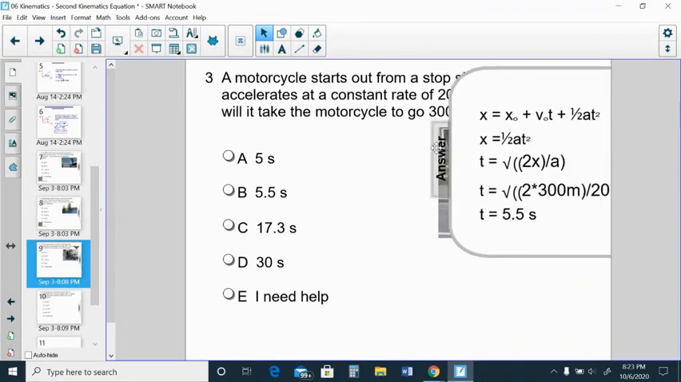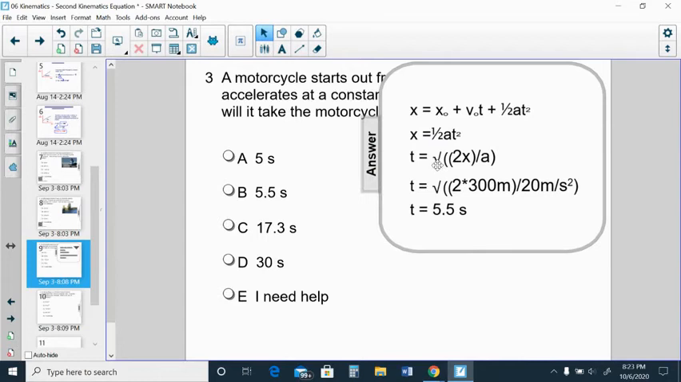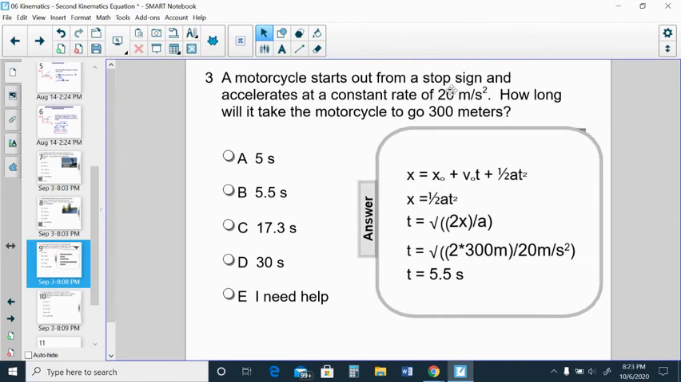Okay, so the answer is 5.5 seconds. Notice that we need to do some rearrangement here of the equation. Now note that we are starting out from a stop sign, so we can cancel out initial displacement and initial velocity here. So we end up with 0 for both. So the only part of the equation we need to use is the half at squared is equal to final displacement. So we need to do some rearranging.